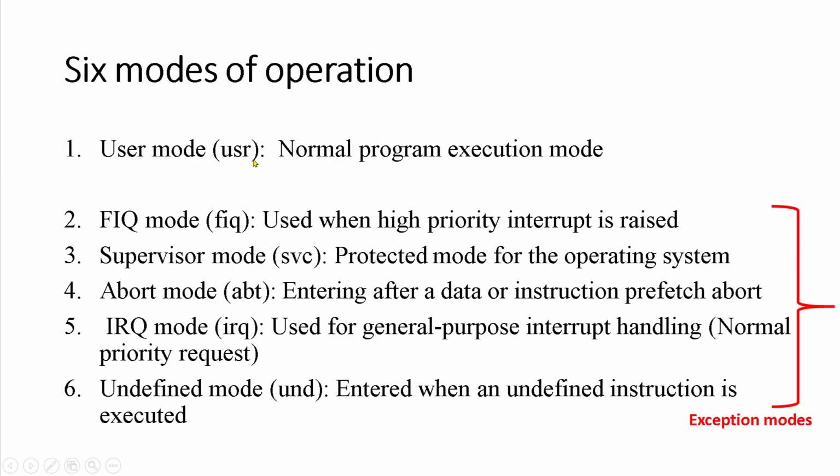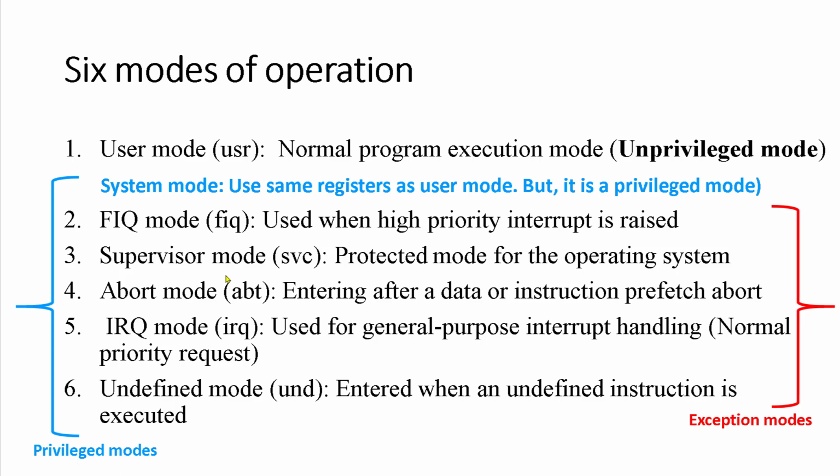Also, you should see this user mode is there. A total of 6 modes we have seen, right? There is one more mode called system mode, which is not listed in these 6. Why is it not listed here? The system mode is very much similar to the user mode. The same registers are used as in the user mode, but it comes under privileged mode.